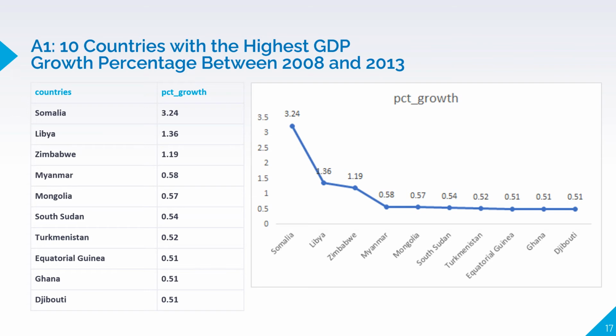Following the stock market crash in 2008, the following 10 countries had the highest GDP growth percentage: Somalia, Libya, Zimbabwe, Myanmar, Mongolia, South Sudan, Turkmenistan, Equatorial Guinea, Ghana, and Djibouti. A GDP growth of 0.51% for the top 8 countries quantifies the worldwide damage that occurred as a result of the crash.